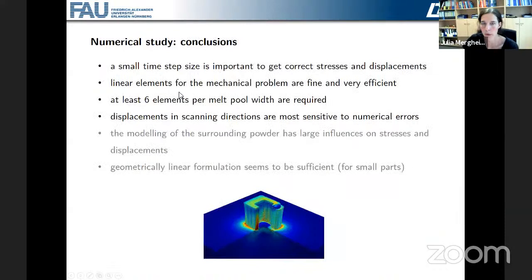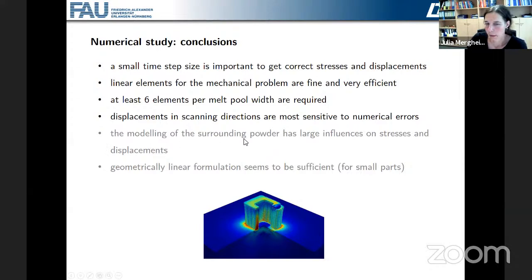So that brings me to the conclusions of the study. We have seen that a small time step is important to get the correct stresses and displacements. We use linear elements for the mechanical problem, and that is fine, and they are much more efficient. We need at least 6 elements per melt pool width. So that was this R equals 4 refinement. Otherwise, the stress distribution becomes wrong. And the displacements in scanning directions are the most sensitive to numerical errors in our examples.